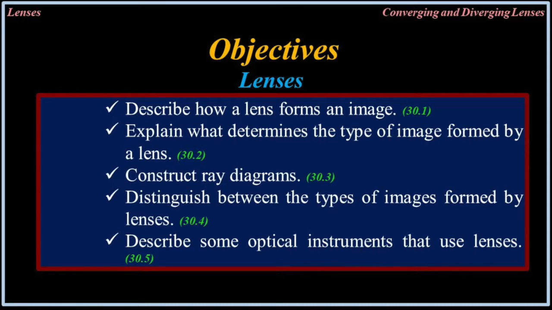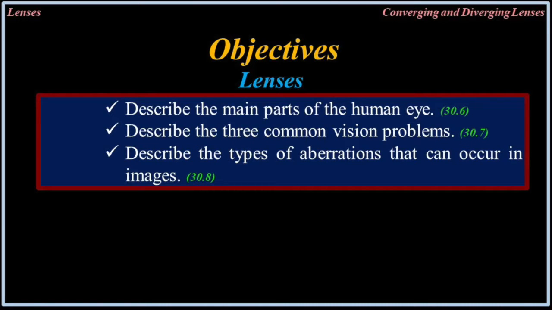Describe some optical instruments that use lenses. Describe the main parts of the human eye. Describe the three common vision problems. Describe the types of aberrations that can occur in images.